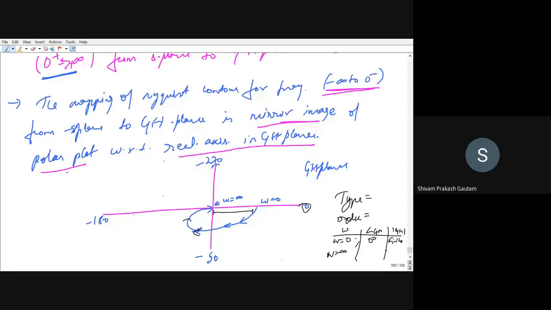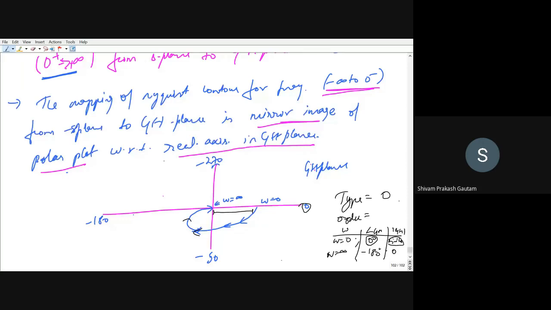Minus 180, yes sir. Minus 180, because you can see at omega equal to infinite, it is becoming tangent to the minus 180 degree line, right? And magnitude is becoming 0. So type will be 0. Why will the type be 0? Because you can see it is starting from 0 degree with finite magnitude, so it is a type 0 system.